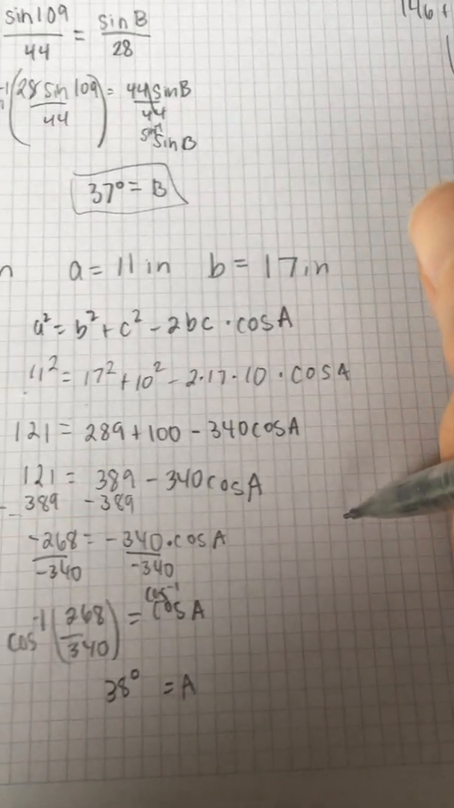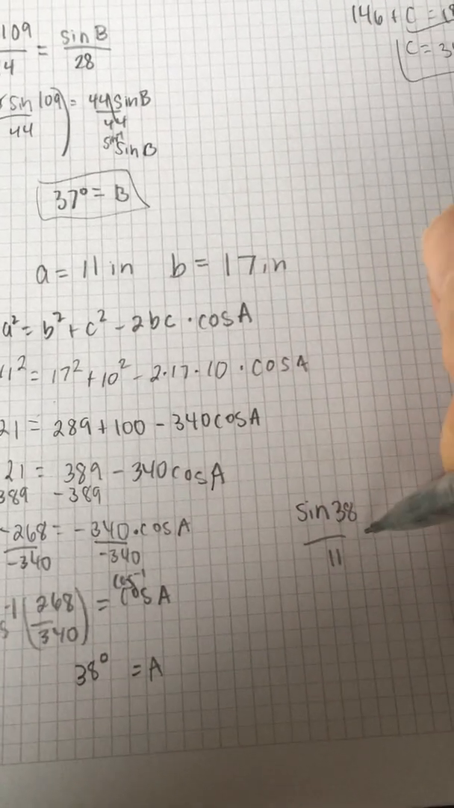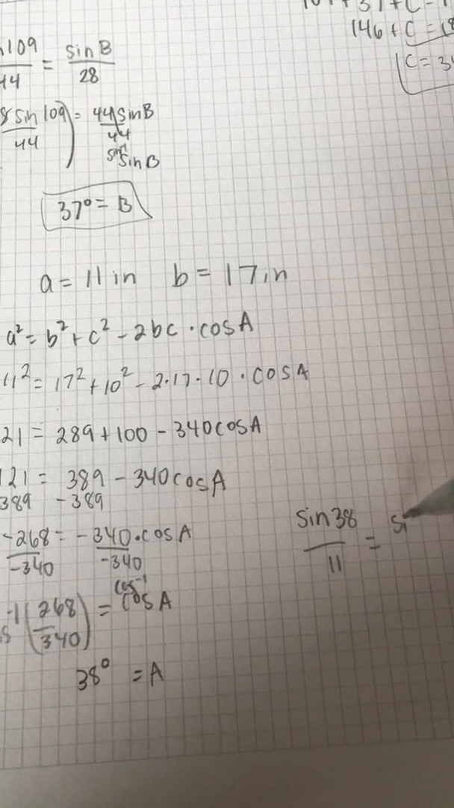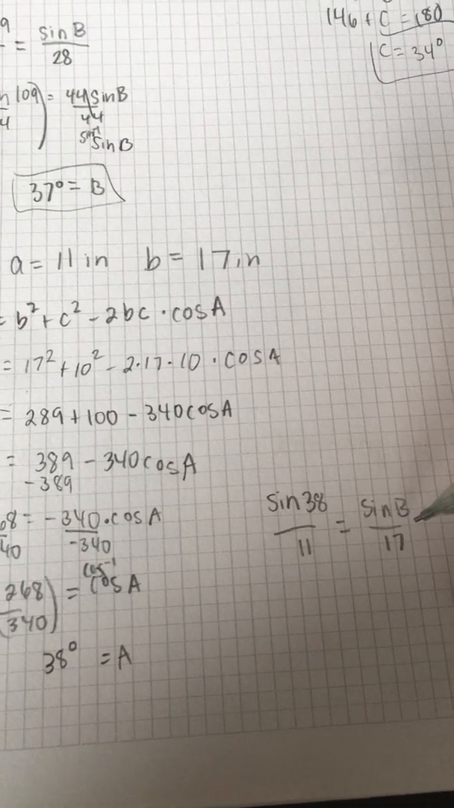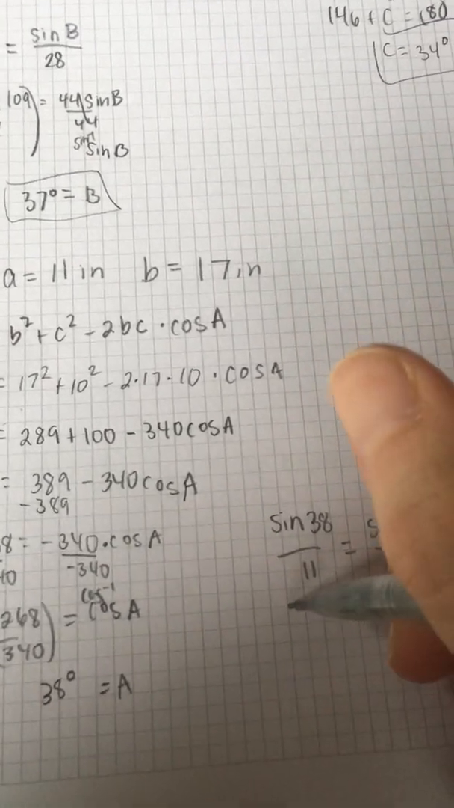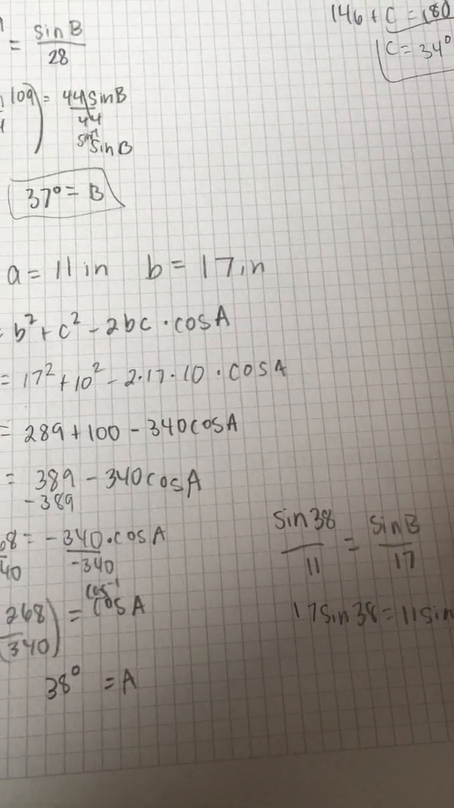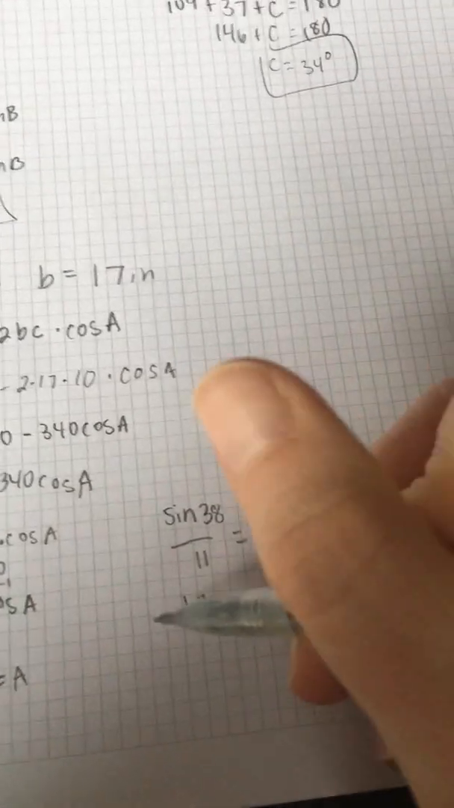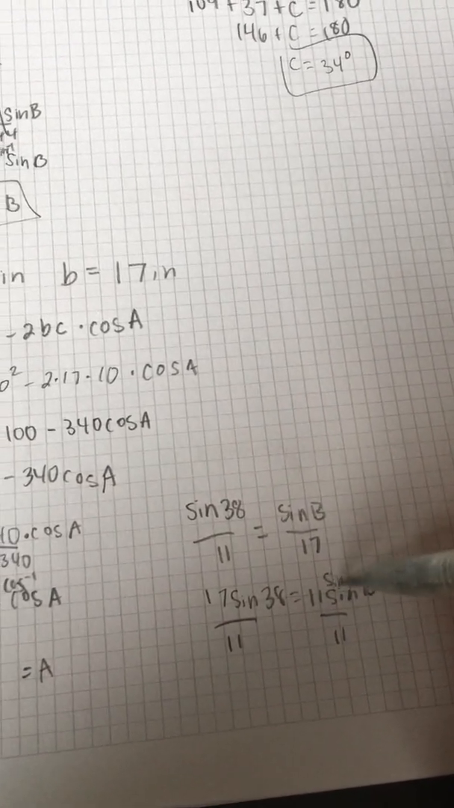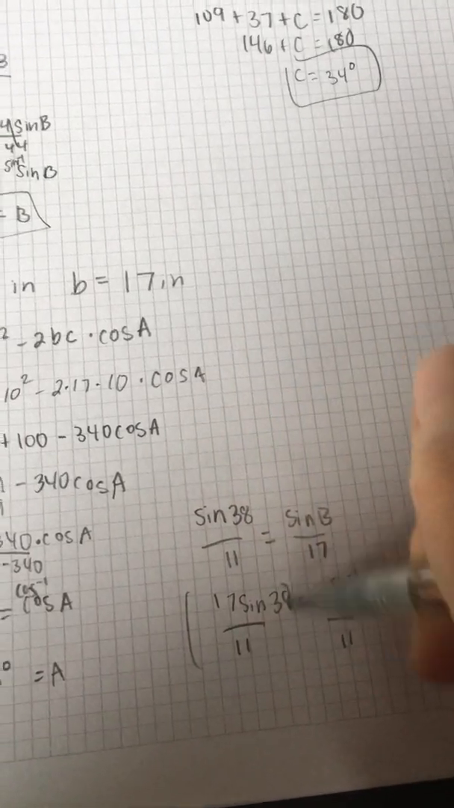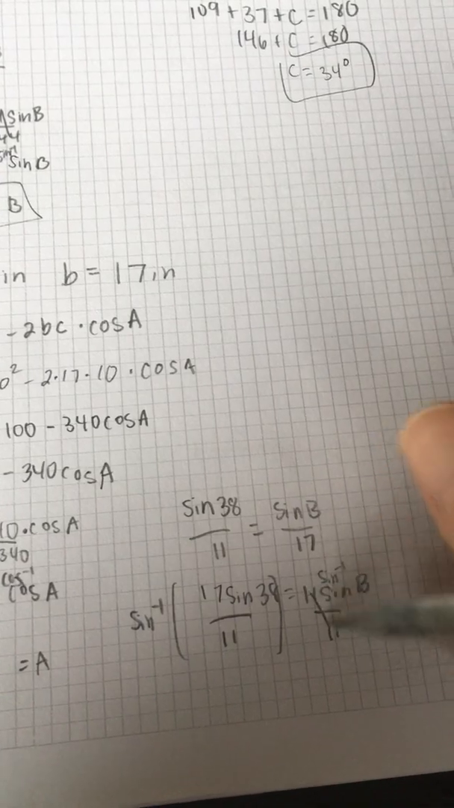I'm going to set up sine of 38 degrees, which is angle A, over 11, and then sine of angle B over 17. So I've made a decision on my own to find angle B, setting up the law of sines, which we learned yesterday. 17 sine 38 equals 11 sine of B. Dividing by 11 and then taking the sine inverse, squeezing this all in one step, and I typically would show it in one.